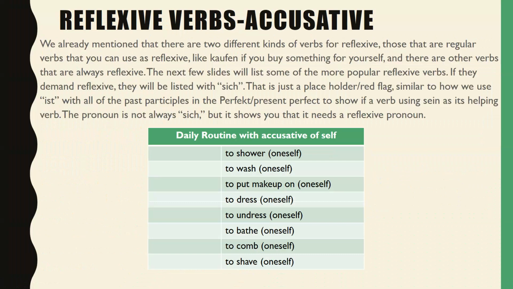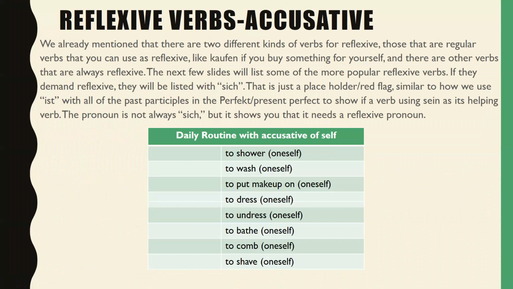We already mentioned that there are two different kinds of verbs for reflexive. Those that are regular verbs that you can use as reflexive, like kaufen if you buy something for yourself. And there are other verbs that are always reflexive. The next few slides will list some of the more popular reflexive verbs. If they demand reflexive, they will be listed with sich. That is just a placeholder or a red flag here, similar to how we use ist with all of the past participles in the perfect or the present perfect to show if a verb uses sein as its helping verb. The pronoun is not always sich, but it does show that you need a reflexive pronoun here.